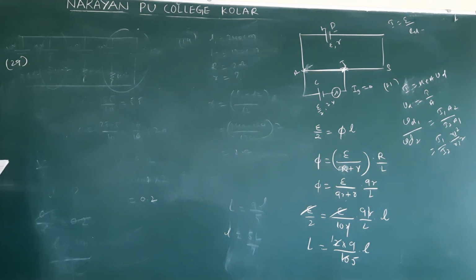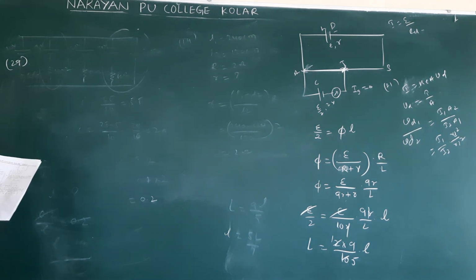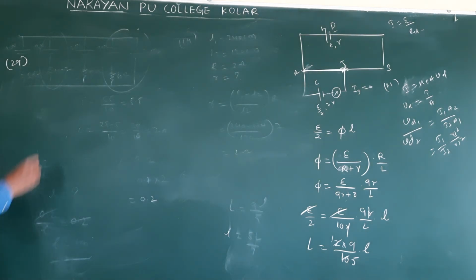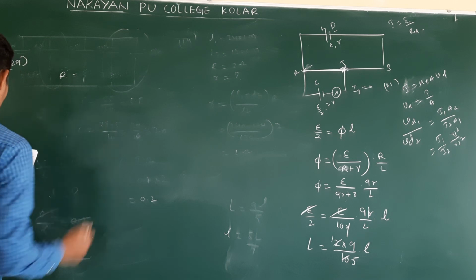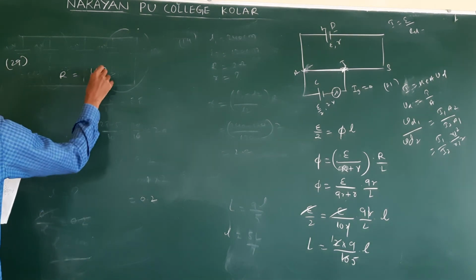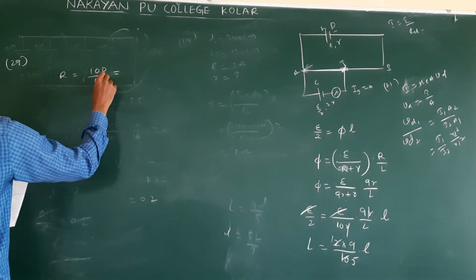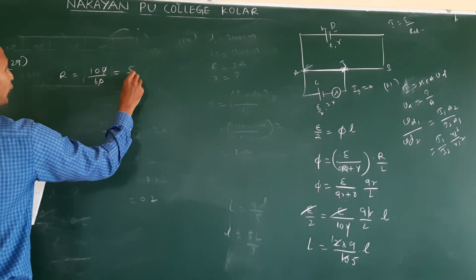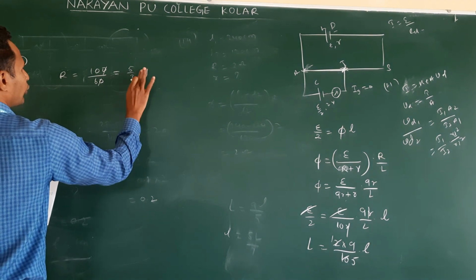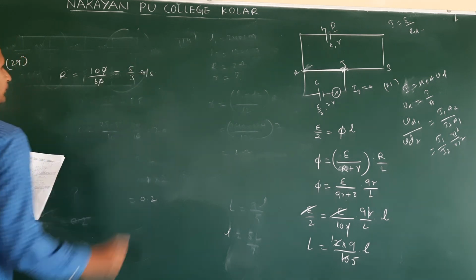A current is flowing through a circuit. R is a variable resistance. It increases linearly from 0 to 100 ohm per minute. So the R value we need to find. R is equal to, how is it increasing? 100 ohm per minute, so 100 by 60. The zeros cancel, so this is 5 by 3 ohm per second.